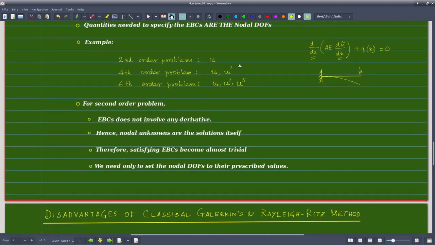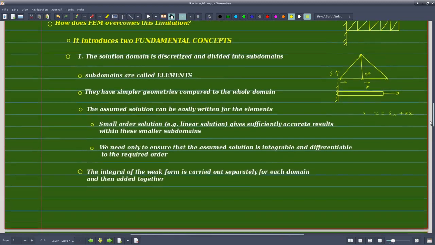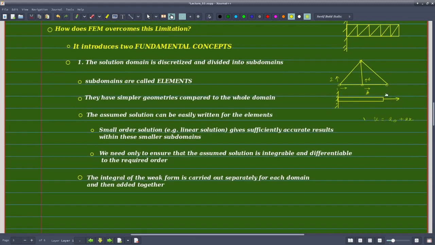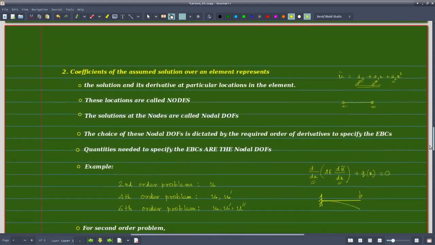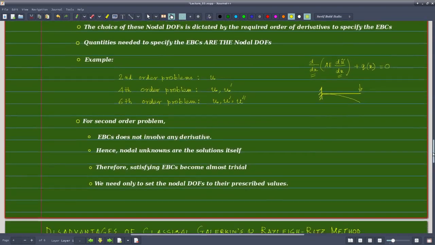So for a second order problem now, you see, for a bar element, since the essential boundary condition does not involve any derivative, only u is involved, therefore the nodal unknowns are itself the solution. So wherever essential boundary condition is provided, there the essential boundary condition will be fulfilled by the nodal unknown itself. Therefore satisfying the EBC is almost trivial. We only need to set that at that node the deformation is 0. That's all. Okay? Or if I have a truss, say, where one support undergoes some settlement in this direction, then I need to say that this degree of freedom is equal to the amount of settlement. So like this, in a second order problem, fulfilling essential boundary condition is very trivial, easily done. Okay?